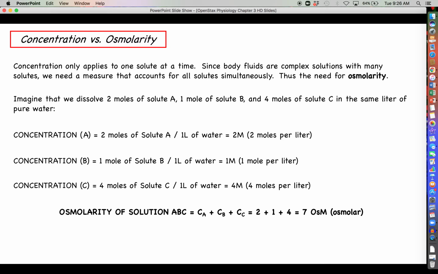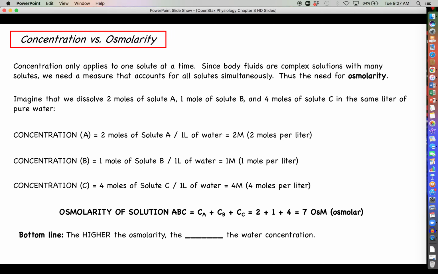We have to infer from that by comparing it to the osmolarity of a solution on the other side of the membrane, and whichever one has the higher water concentration or the lower water concentration is going to determine in which direction water is moving. Don't forget, water moves from high water concentration to low water concentration.